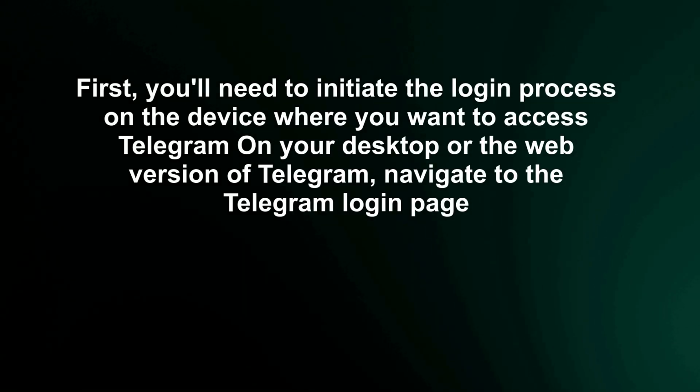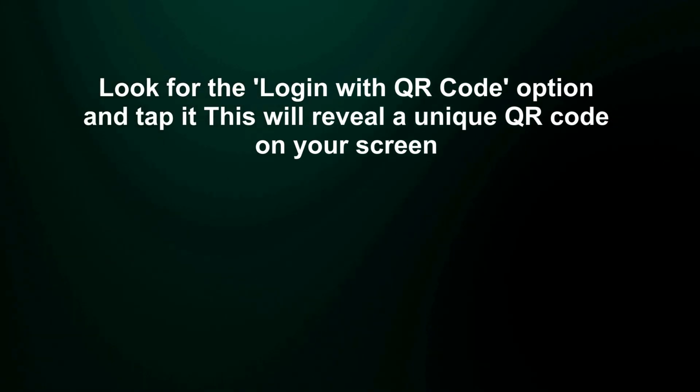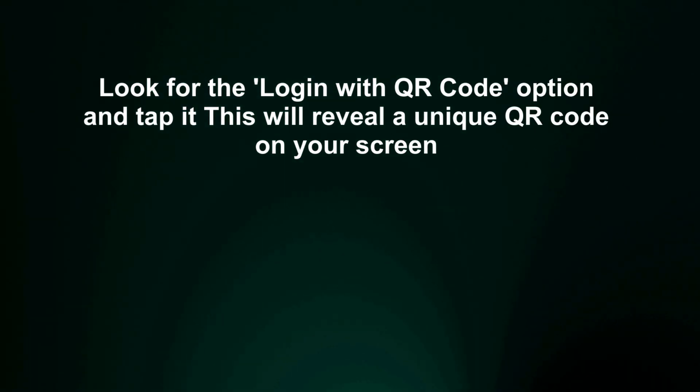Navigate to the Telegram login page. Look for the Login with QR code option and tap it. This will reveal a unique QR code on your screen.